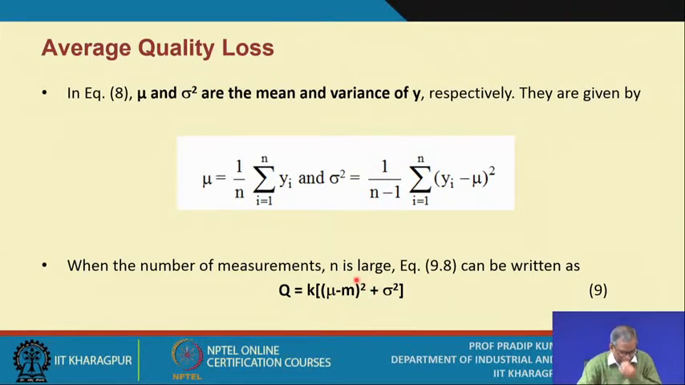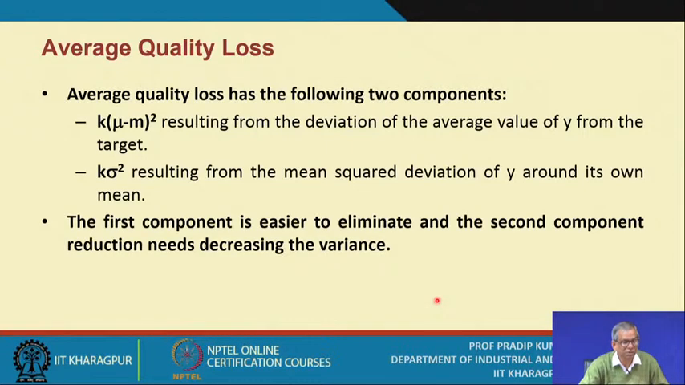An unbiased estimate. When the number of measurements n is large, the quality loss is k into (mu minus m) square plus sigma square. So this is the transformation. The average quality loss has the following two components. The first component is k into (mu minus m) square, resulting from the deviation of the average value of y from the target, and k into sigma square, resulting from the mean square deviation of y around its own mean.